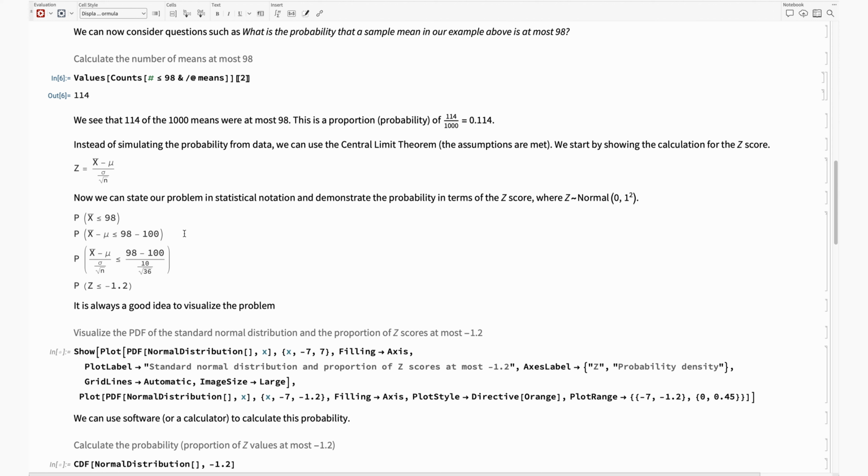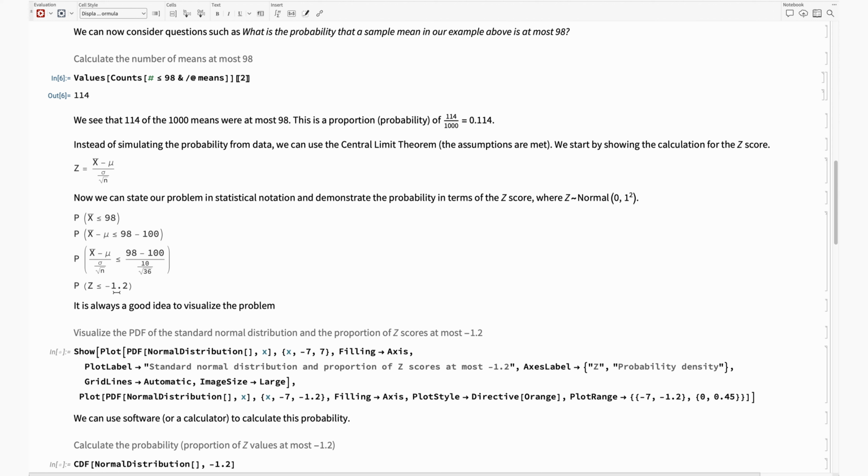And I want to maintain that inequality, so what I do to the left hand side of the inequality I do to the right hand side. On the left hand side I'm subtracting mu, on the right hand side I'm subtracting mu. Remember, the population mean was 100. Then on the left hand side I'm going to divide by that standard error, sigma divided by the square root of n, and I do that on the right hand side as well. That's always positive, so the sign's not going to flip. So 10 divided by the square root of 36, and if you use a calculator you should get negative 1.2.